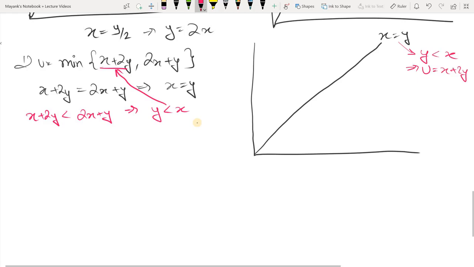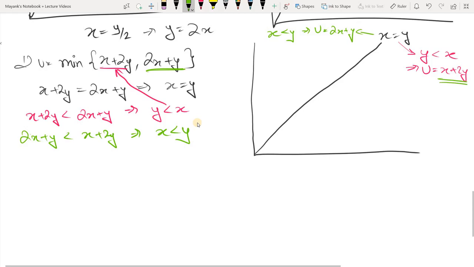Okay. Logically, the opposite side of this line should correspond to the other part, but we'll just look at it here. So the utility function will report this thing if 2x plus y is less than x plus 2y, which implies when x is less than y, which we know happens when you are moved to the left. So this is the point where you have x less than y, which implies utility equals to 2x plus y. Okay. Now x plus 2y. Okay, let's look at x plus 2y.